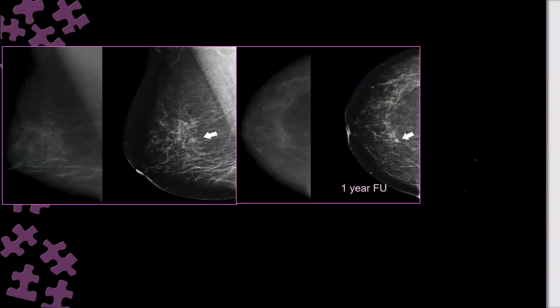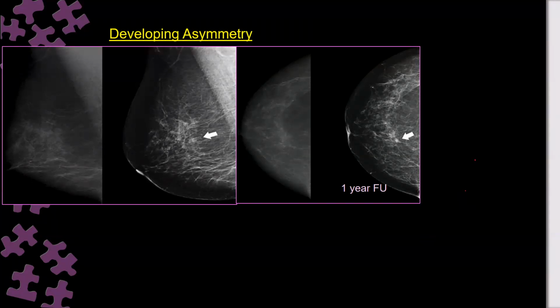Mediolateral oblique and craniocaudal views of the left breast, one done after the other, after 1 year of the first image, showing developing asymmetry. Excellent. Since it was not seen before and now you have seen it, focal asymmetry, this is a developing asymmetry. So what is next?